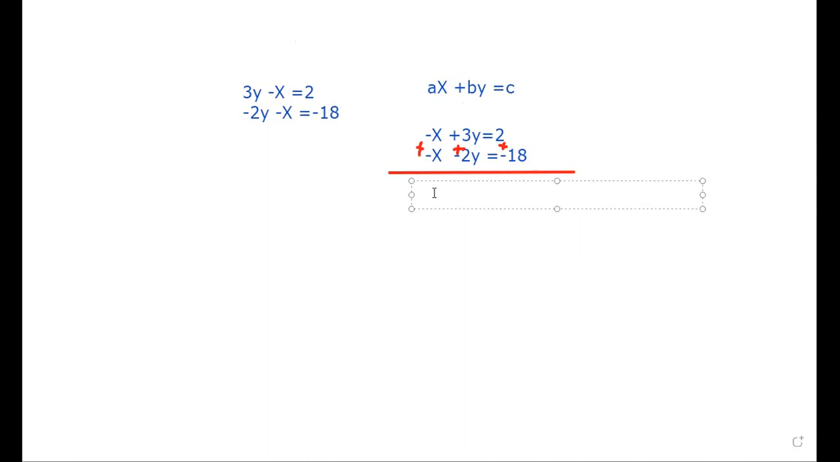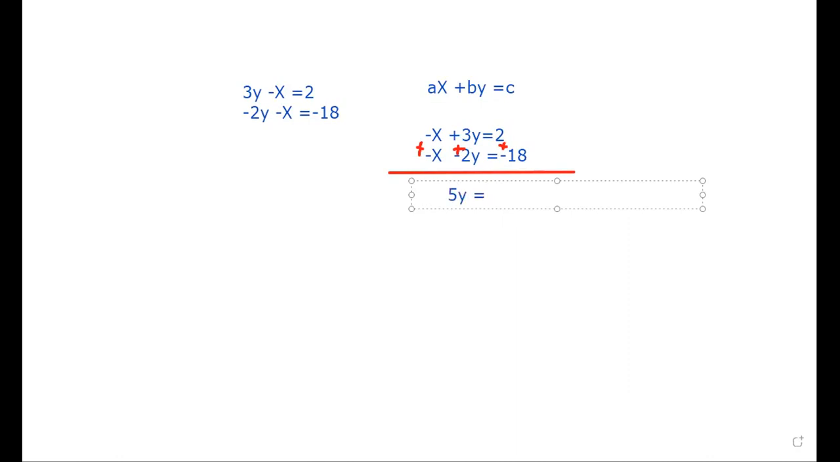Then it will be negative x plus x. The answer will be equal to how many? Negative x plus x is 0. So we don't have x. Second, 3 plus 2 will be how many? It will be equal to 5. So we have 5y.